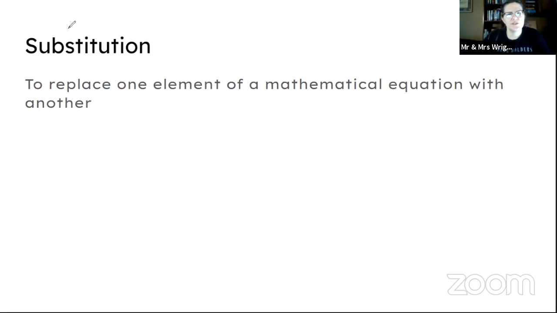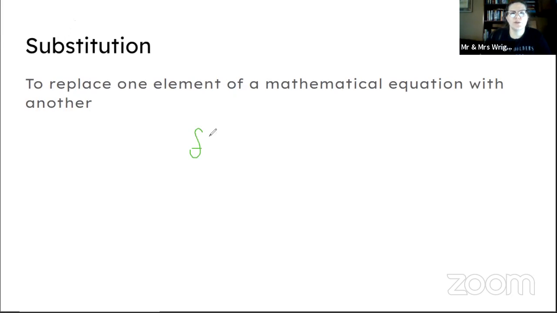Substitution. Substitution means that we're going to replace one element of a mathematical equation with another. So if we go back to that f of x that we had that equaled x squared, when I put in f of 2, I substituted 2 for everywhere that the x was. So I got 2 squared. So my f of 2 became 4.